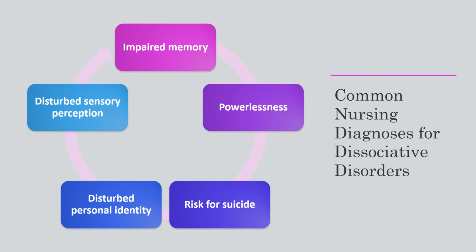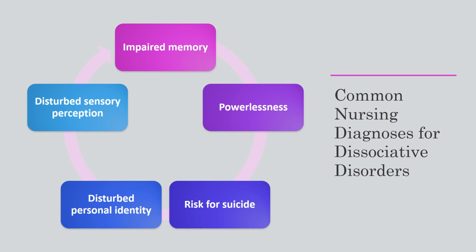Some common nursing diagnoses that are related to dissociative disorders include impaired memory, powerlessness, risk for suicide, disturbed personal identity, and disturbed sensory perception. So when you're thinking about your problem list, your outcomes, your planning, it's most likely going to be geared towards these specific nursing diagnoses.